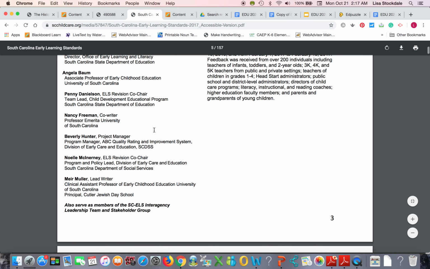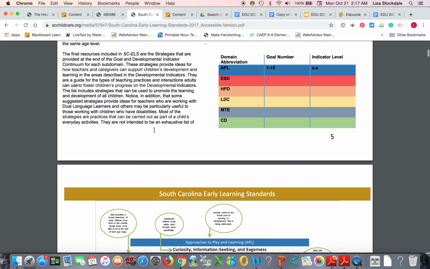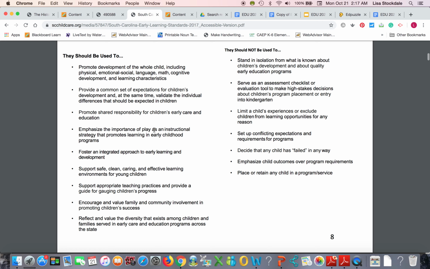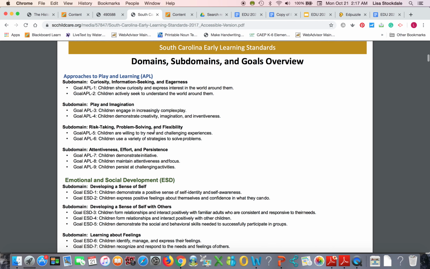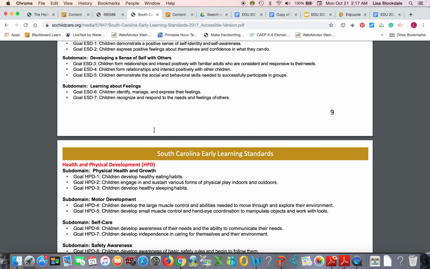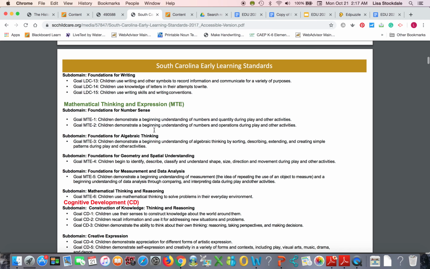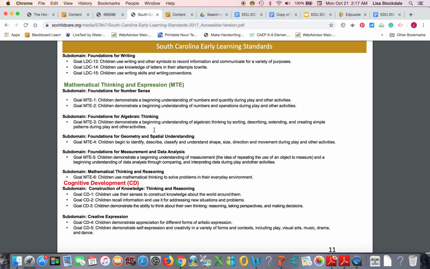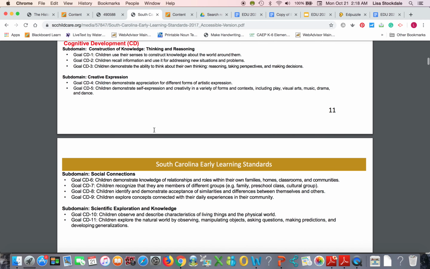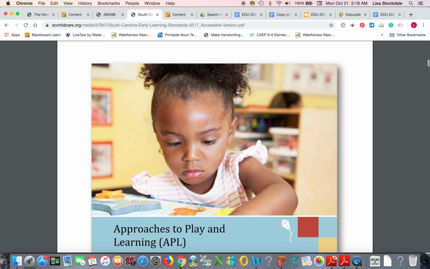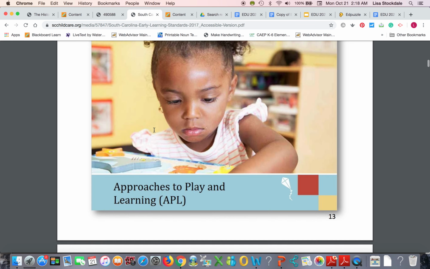You will want to scroll. Actually, I've passed the table of contents, but each of our South Carolina Early Learning Standards is broken up into domains, subdomains, and goals. We're going to be looking at the children at Head Start in terms of their learning, from approaches to play and learning, emotional and social development, health and physical development, language development, and communications. You could also use mathematical thinking and expression, and cognitive development.